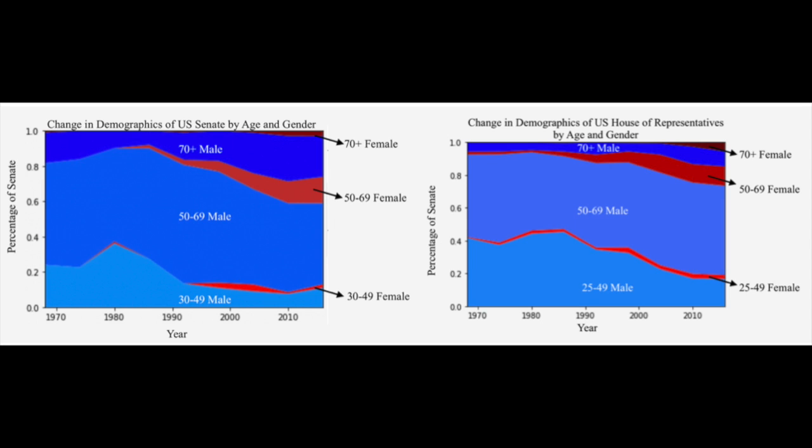Overall, we notice two general trends. One, female representation has been gradually increasing over time. Two, Congress is aging as time passes.